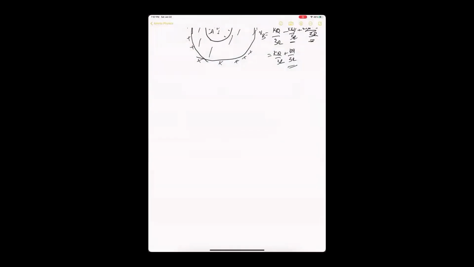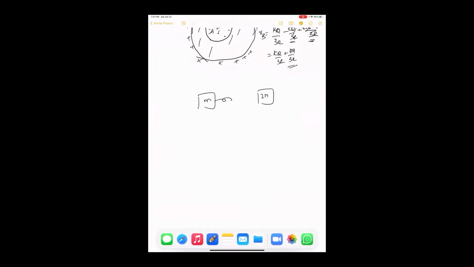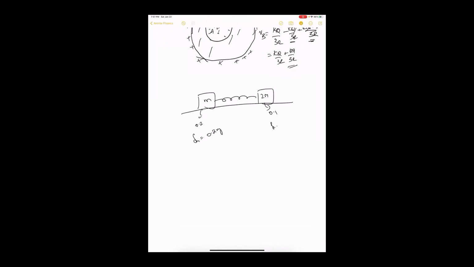Let me see, Nishan. Can I copy this? There are two blocks, M and 2M. They are attached by the spring. So friction here is 0.2, friction here is 0.1. So the maximum F max is mu mg, 0.2 mg. And here also F max is 0.1 into 2 mg, so 0.2 mg. So frictional force is same on both sides. Spring constant is not mentioned.